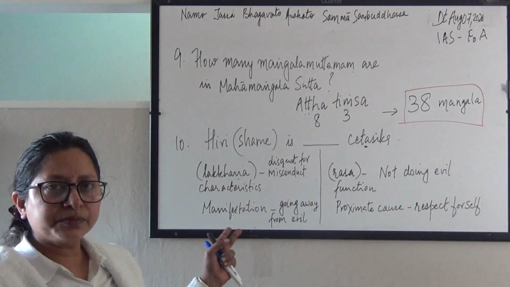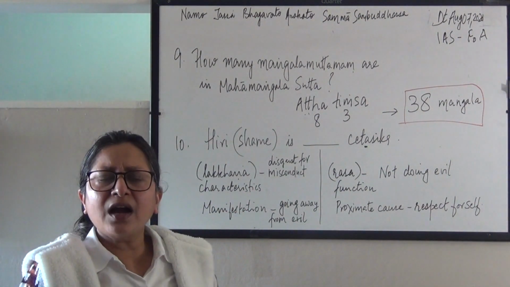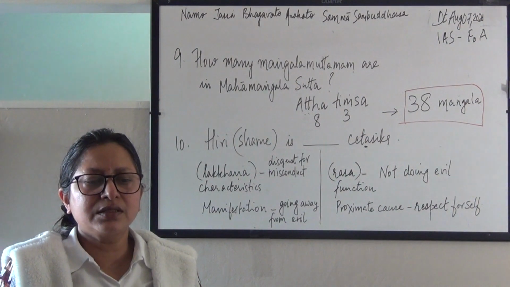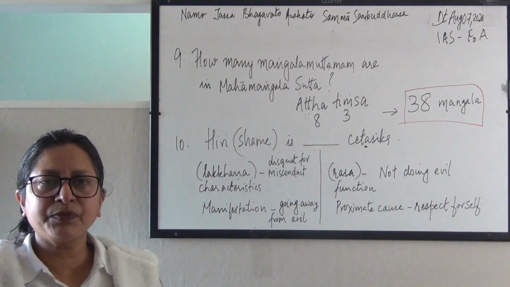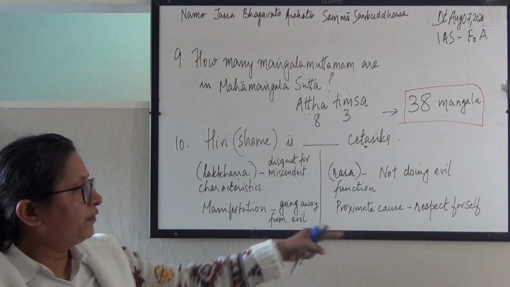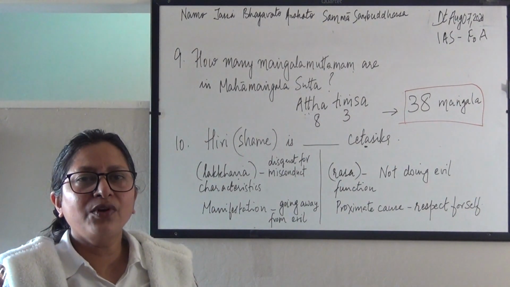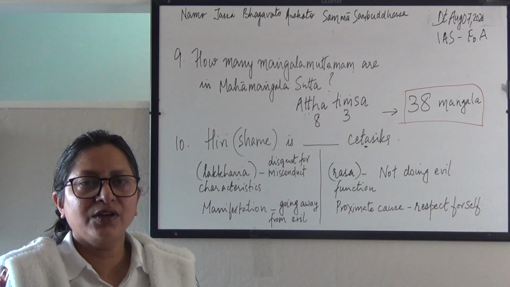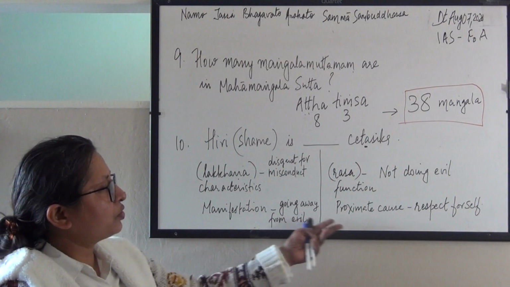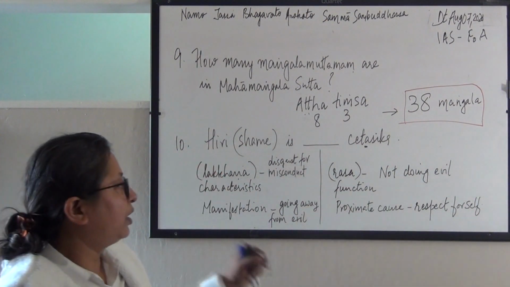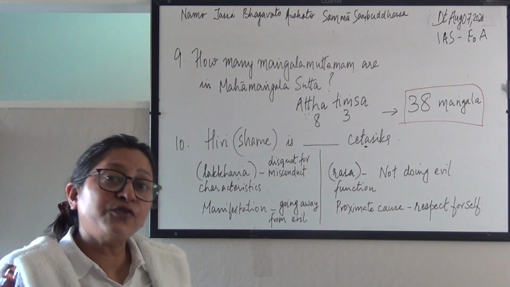And what is the manifestation? Pachupattana. How does it manifest? Going away from evil actions. It is moving away from evil actions. So that is the manifestation of Hiri Chetasika. And finally, what is the Padatthana, the proximate cause? It is due to respect for one's own self. Now, if we look at the proximate cause of the next Chetasika, Otappa, it is respect for others, the fear of doing wrong due to respect for others.